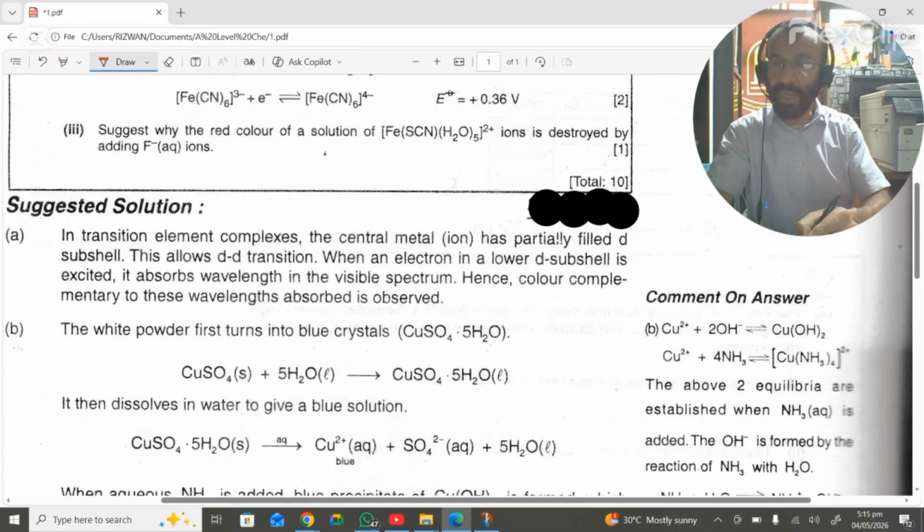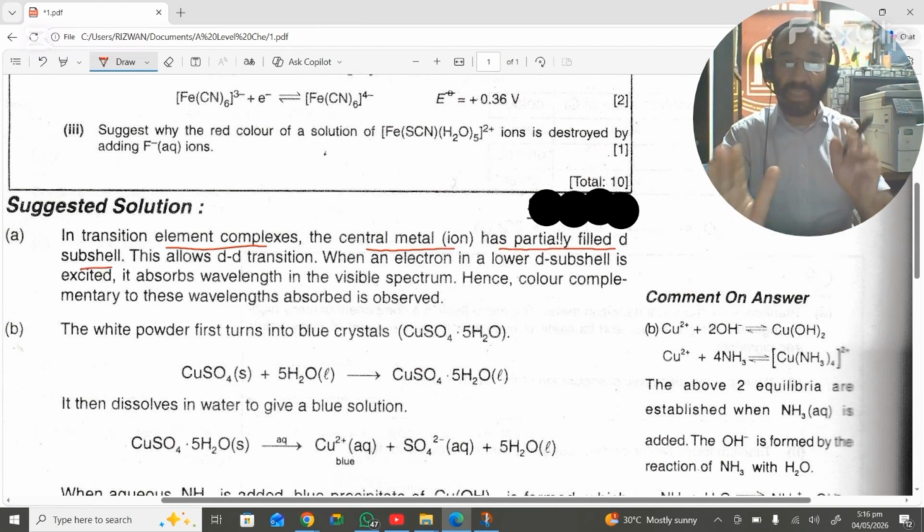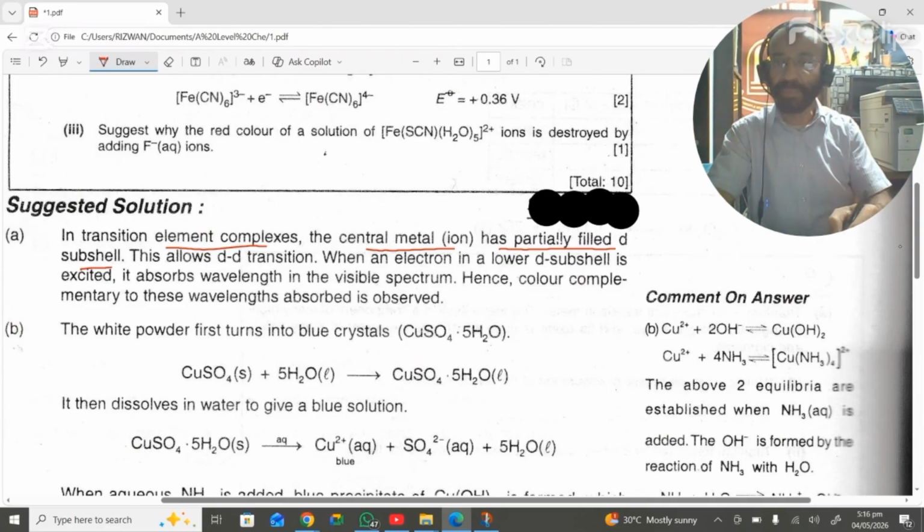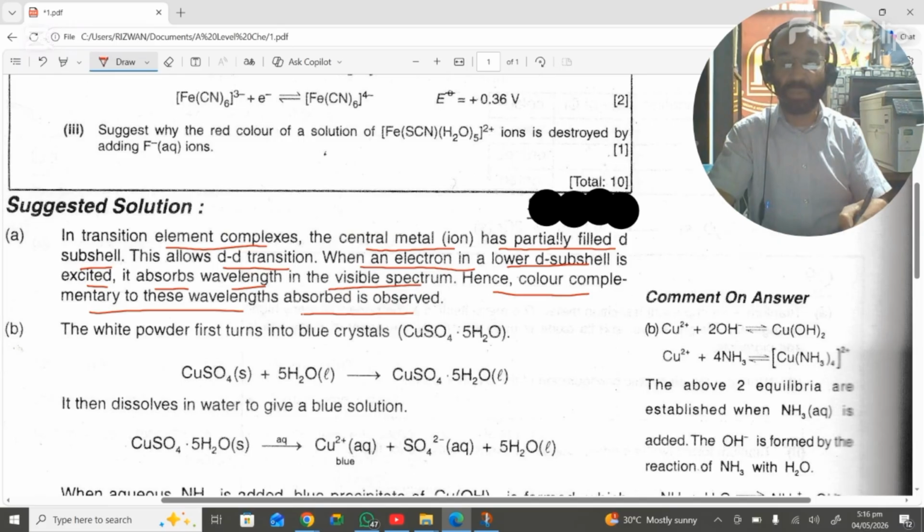Pay attention. In transition element complexes, the central metal ion has a partially filled d subshell. This is the reason why most of the transition element complexes are colored. This allows d-d transition. When an electron in the lower d subshell is excited, it absorbs wavelengths in the visible spectrum. Hence the color complementary to these absorbed wavelengths is observed.